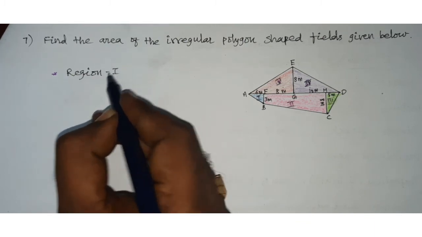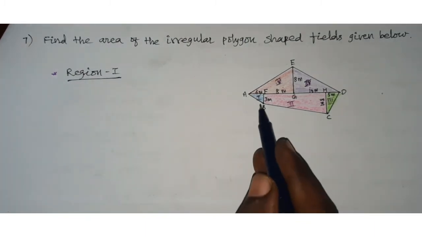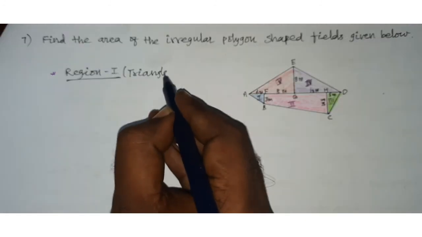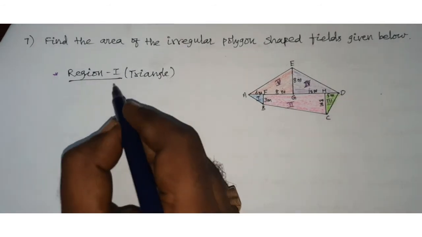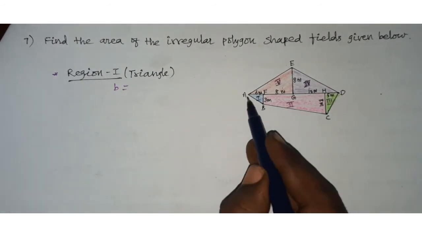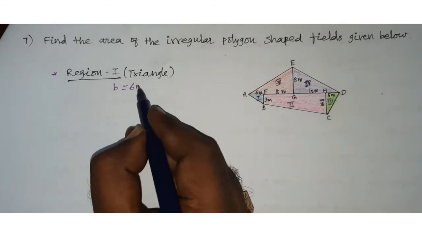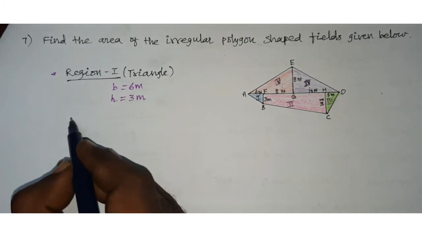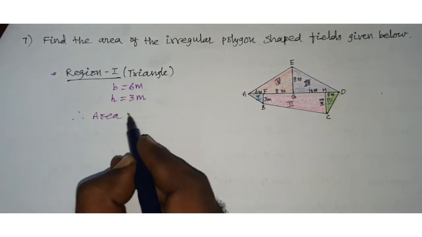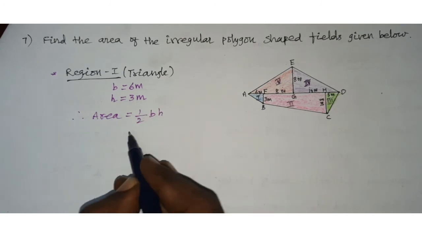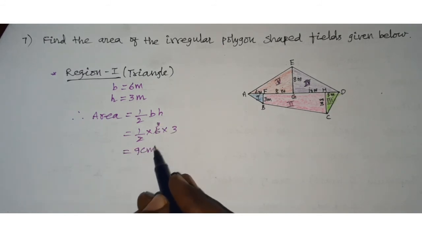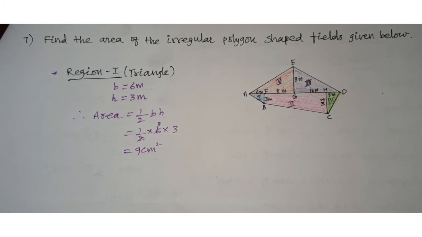Region 1. First we have to find what is the shape of the first region. Triangle. So write that triangle. So in triangle we need base and height only. So here base it's clear 6 meter and height 3 meter, h equal to 3 meter. So therefore area equal to half into BH, that is 1 by 2 into 6 into 3. So 2 ones are 2, 3s are 9 square meter. So first region area over.